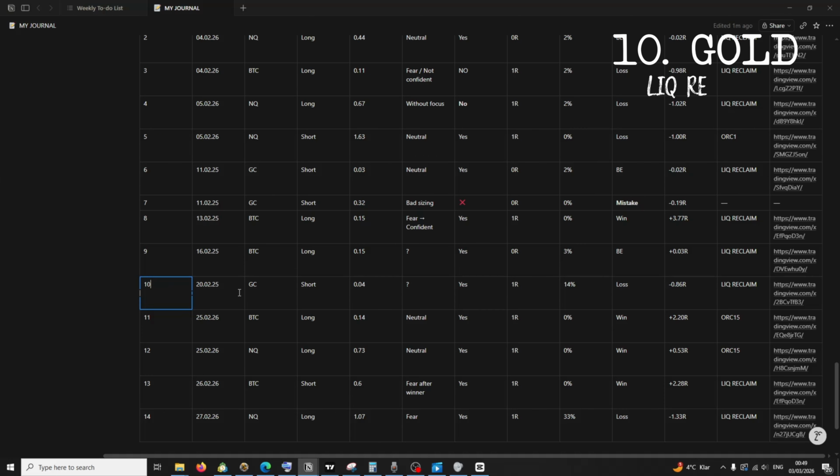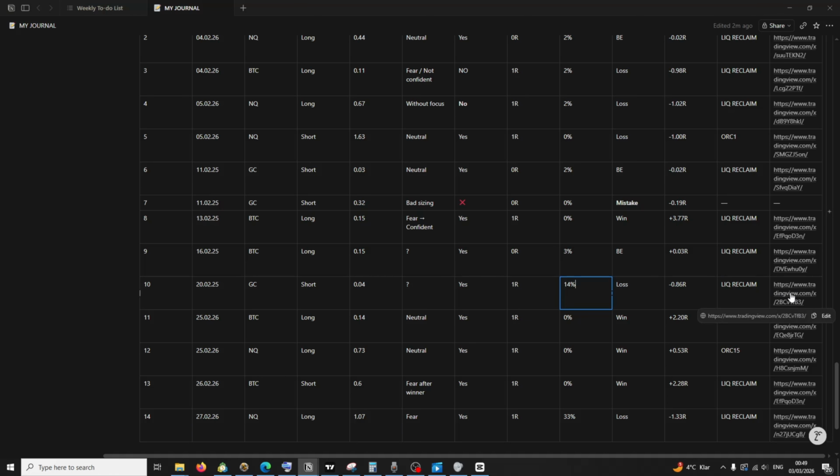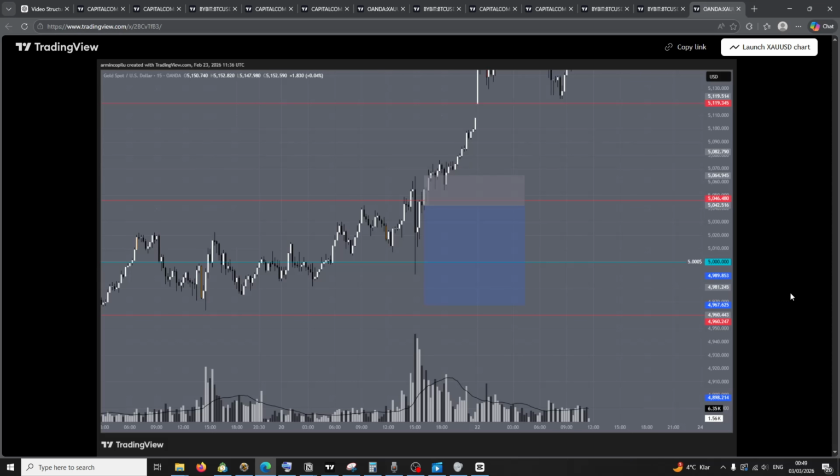So trade number 10, again gold. This is a short position, pretty low sizing again. Trade was following the plan. Expected loss 1R, and here we got a 14% deviation. So same system, liquidity reclaim. Let us just see. All right, so I think this was after a news event. The big flush down actually was because of a news event, if I'm not mistaken.